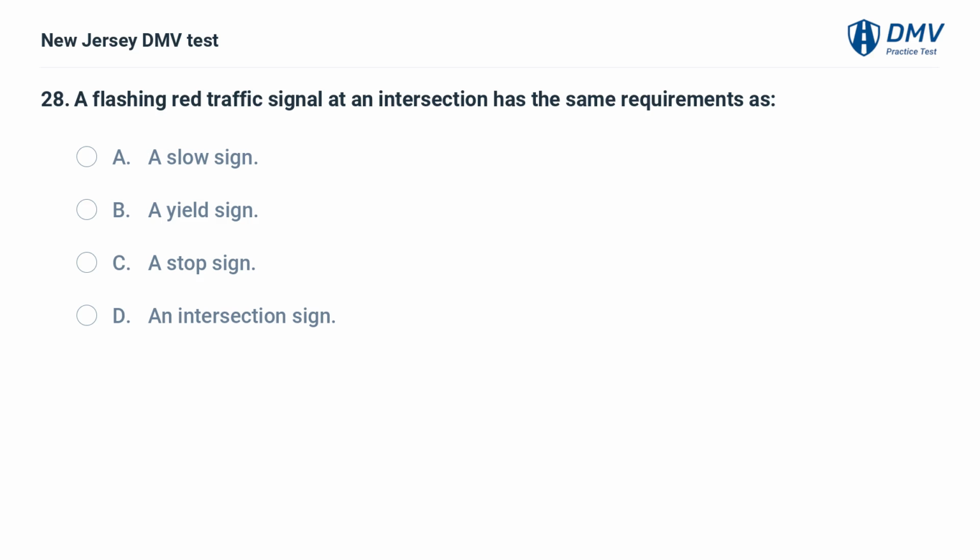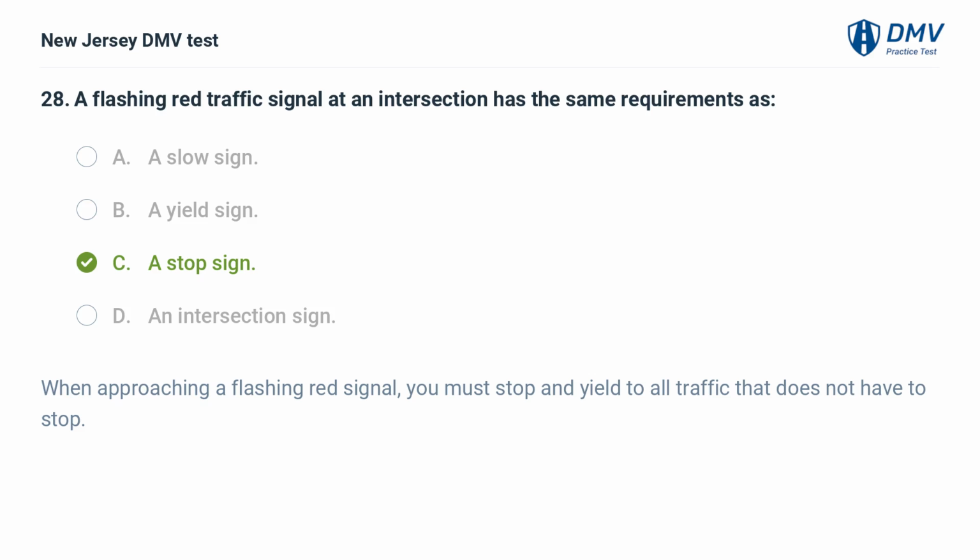A flashing red traffic signal at an intersection has the same requirements as: A. A slow sign. B. A yield sign. C. A stop sign. D. An intersection sign. C. A stop sign. When approaching a flashing red signal, you must stop and yield to all traffic that does not have to stop.